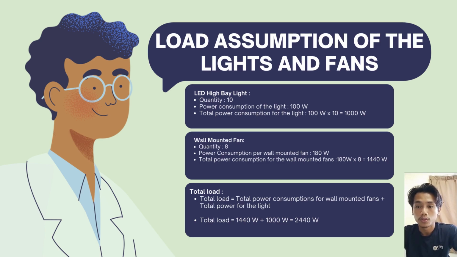For the fans, we use wall mount fans, and we use 8 fans. Each of them has a power consumption of 180 watts. So the total consumption for the fans is 1440 watts. So the total load for the lights and fans is 2440 watts.